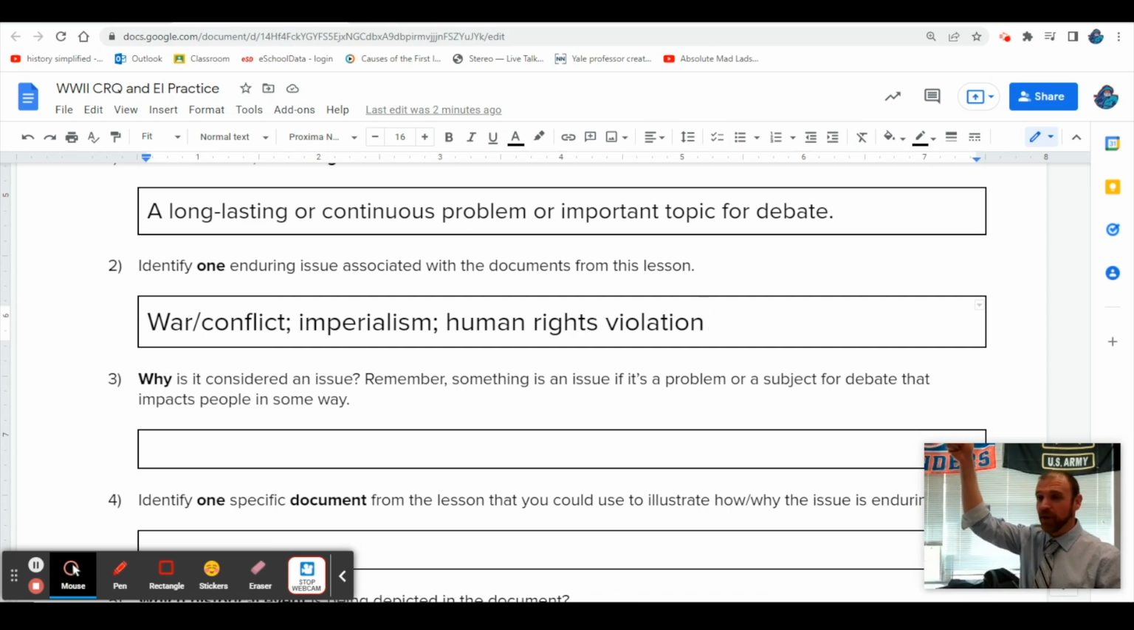Does anybody remember which freedoms or rights you're born with according to John Locke? Liberty, right, which is freedom, good call. Life, liberty, and property, okay? When I say human rights violation is an enduring problem, I'm referring to this idea that governments actively try to deprive people of those freedoms.